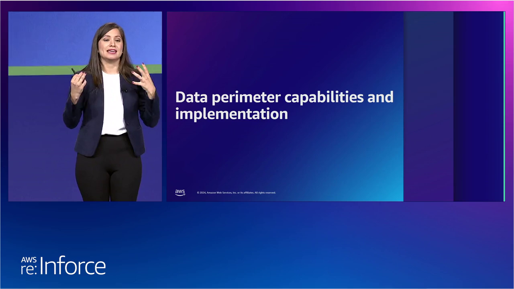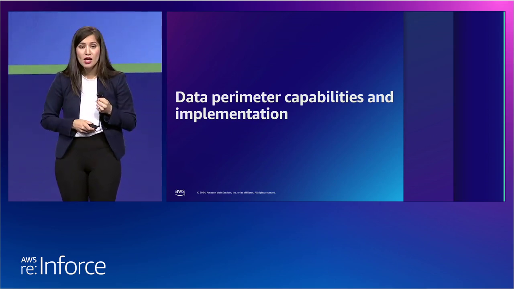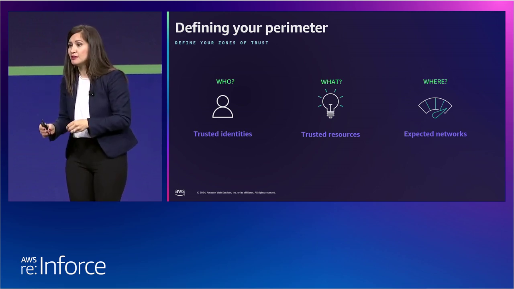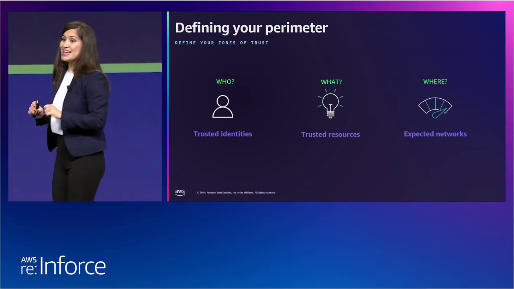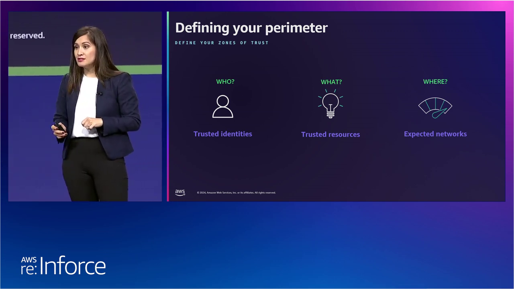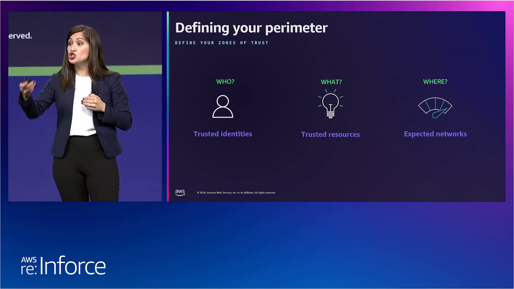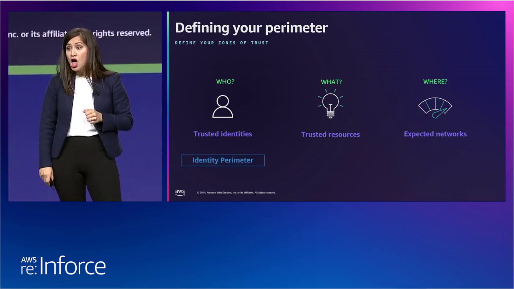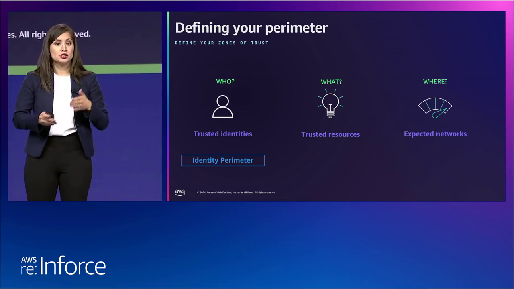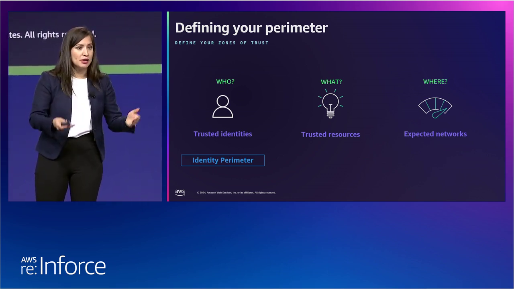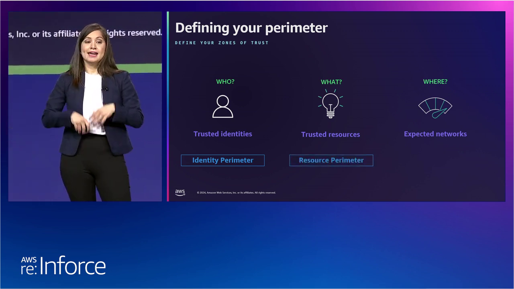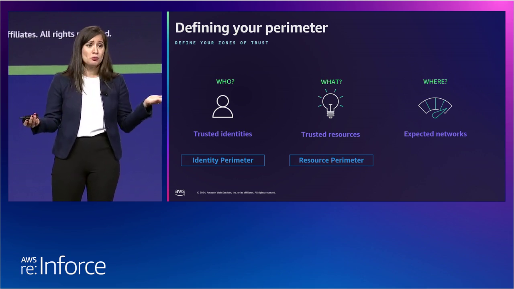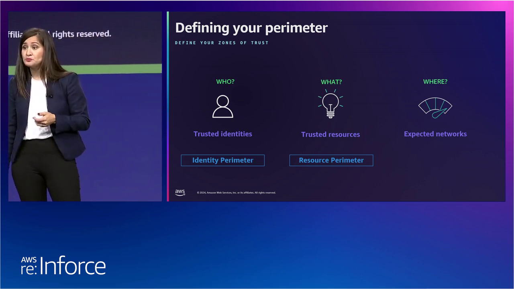But how do you actually implement this in the environment? You need to have a clear understanding of what trusted and expected means for your organization. Generally, trusted identities are those principals that belong to your accounts, that are part of your AWS Organizations. Trusted resources are resources where you store data, like your databases, your S3 buckets. And expected networks are your IP space, your corporate IP space, your VPCs, right?